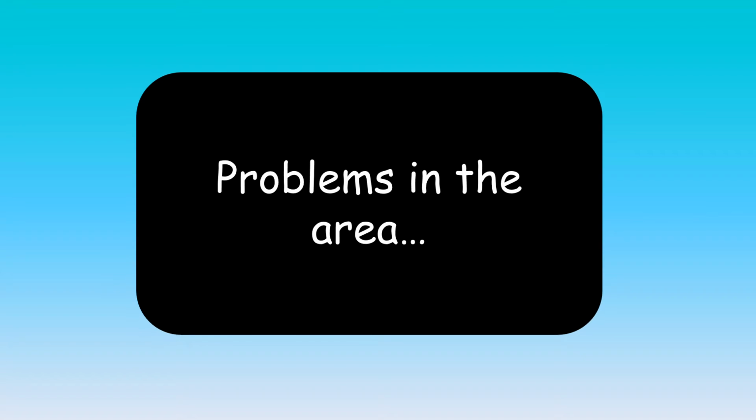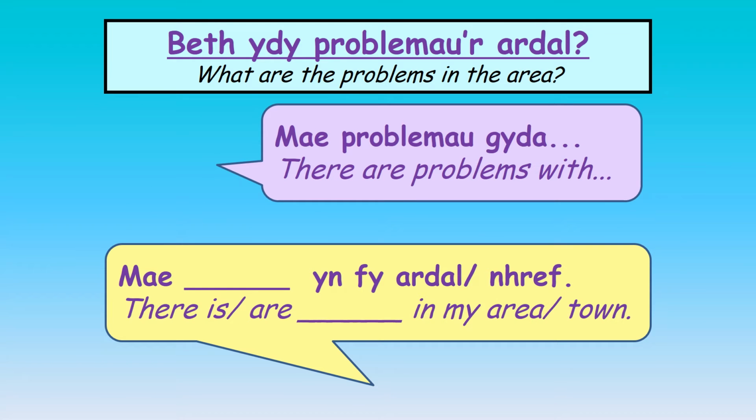Problems in the area. To talk about problems in the area, you could say mae problemau gyda, or mae something yn fy ardal. There is or there are something in my area. Mae something yn fy nhref. There is or there are something in my town. The next few screens will show some problems that you could have in your area.